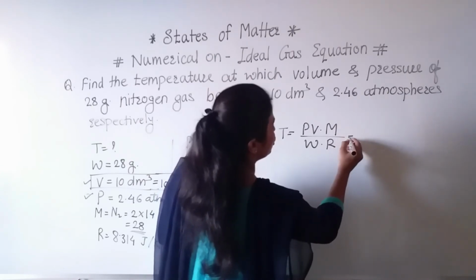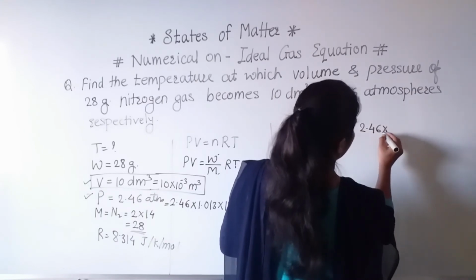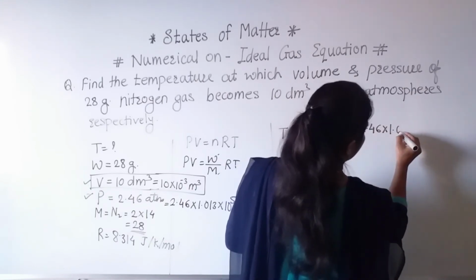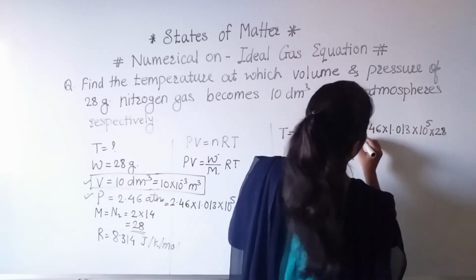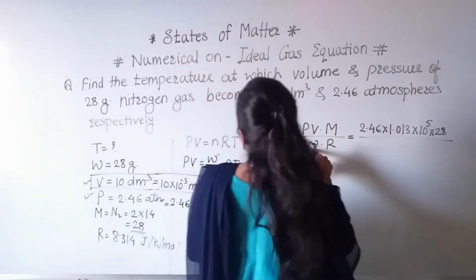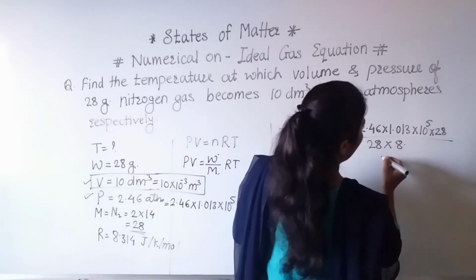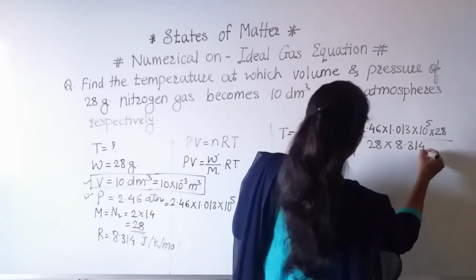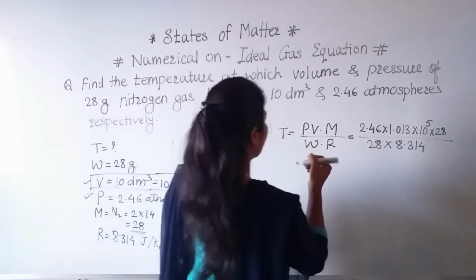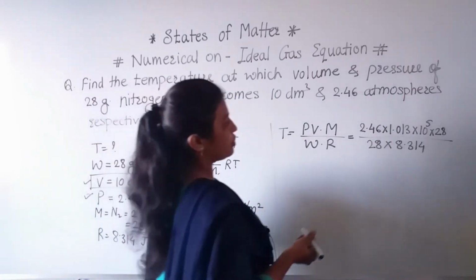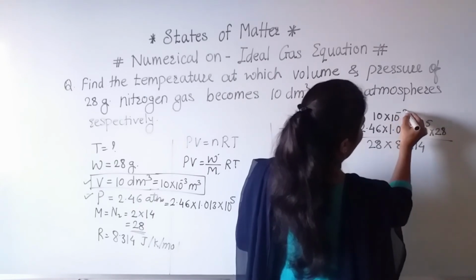So what is the pressure? Pressure is 2.46 into 1.013 into 10 raised to 5 into 28, that is the molar mass. W is again 28, into R which is 8.314. Hope we have taken all this. Pressure we have taken, volume remains. How much is that volume? It is 10 into 10 raised to minus 3.